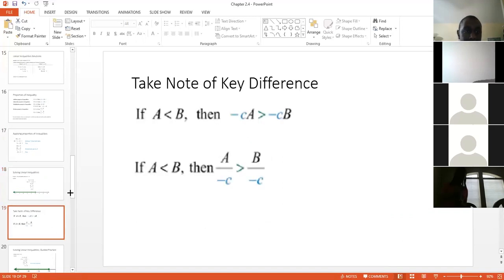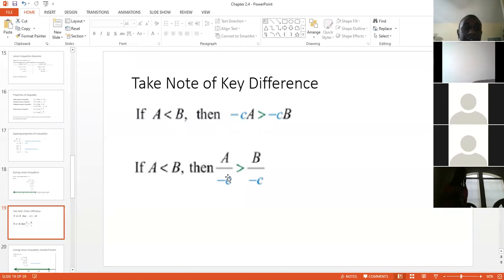So here, it's just taking note of the key difference. If you multiply something on the left by a negative, you have to multiply the same negative on the right, but you flip the sign. Same thing with the division.